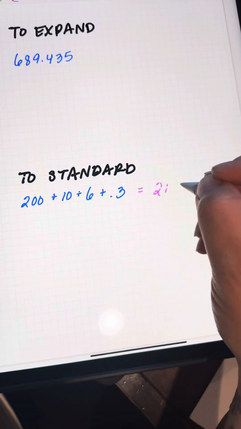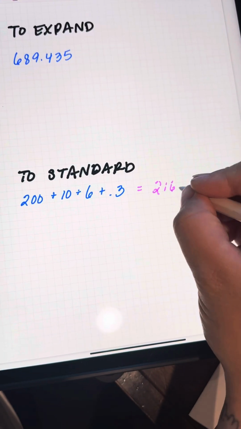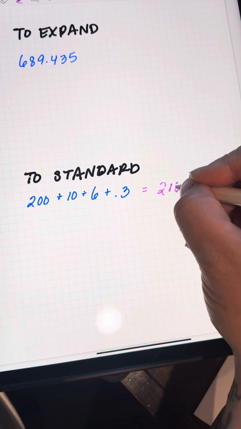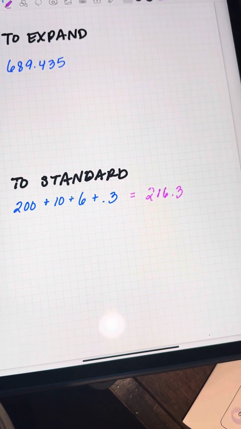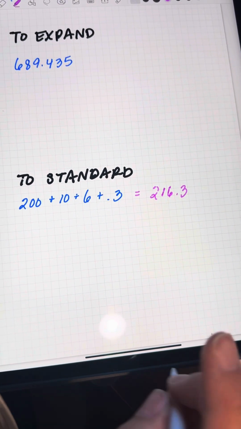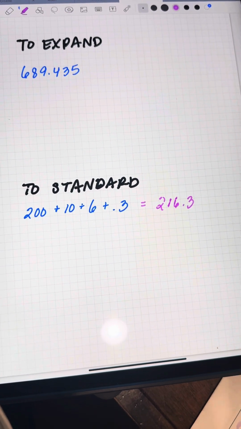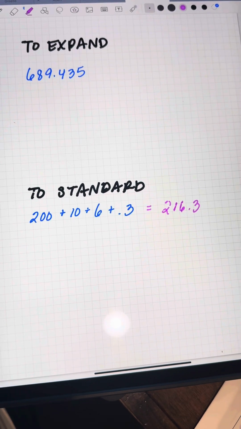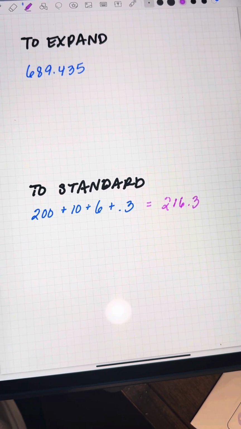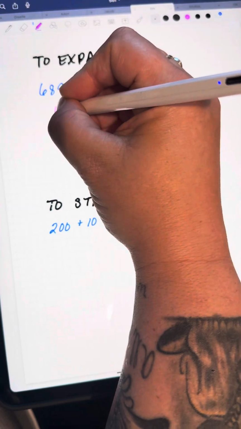210, 6.3. My pen is dying, guys. 216.3. This one shouldn't be too hard, and I'm excited that we're going to build some confidence with these relatively straightforward tasks. The opposite will be just breaking it down into place value.